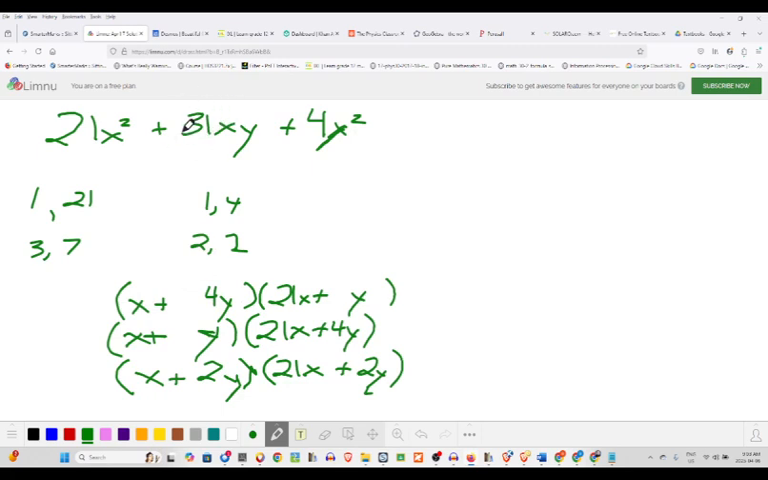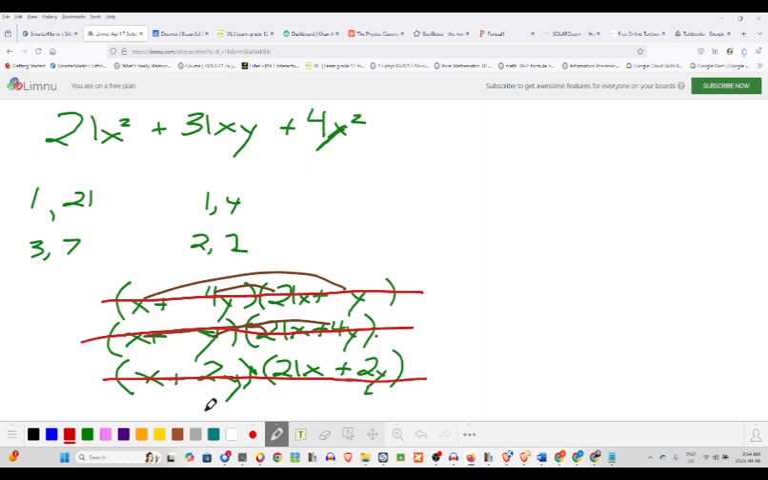But do they produce the 31xy? This one would give us 84 plus 1, so 85xy is not what we want. That one's ruled out. This one would give us 21 plus 4, or sorry, 21 plus 4 is 25, which is not 31. That one's ruled out. Here, 42 plus 2 is 44. That one is ruled out. That's all the possibilities with the 21.